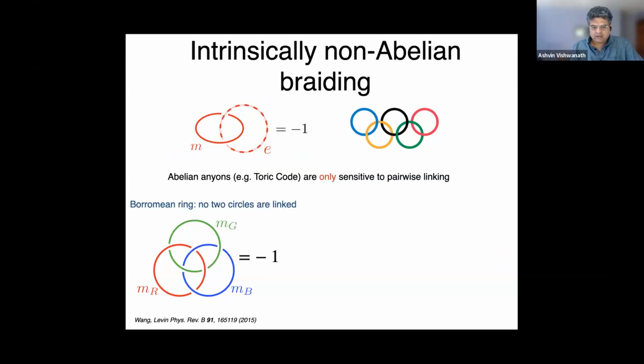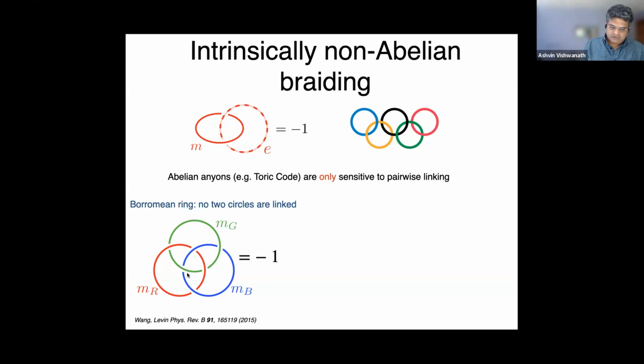Okay, so finally, let me make one more point, which is there is an intrinsically non-abelian braiding that you can do and check whether that actually works with this particular system. So, abelian anyons, they are sensitive to having loops that are linked. E and M particles are linked, you get a -1. And they're actually only sensitive to this kind of pairwise linking. Okay, so they would have a -1 here. For these Olympic rings, you can also say that they're all linked pairwise. You would get some minus sign for abelian anyons.